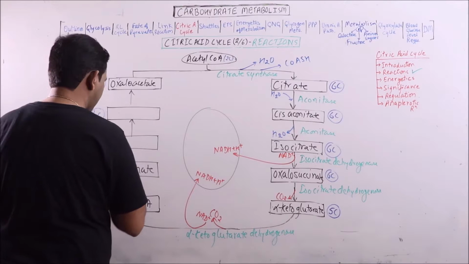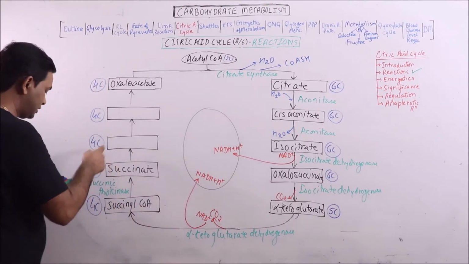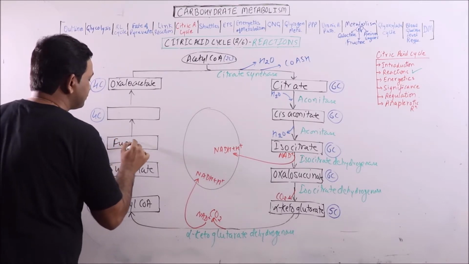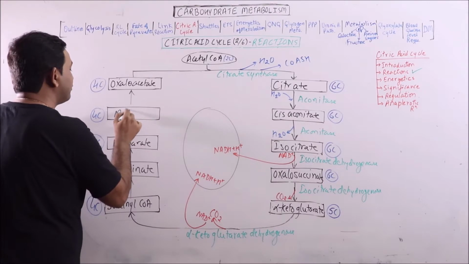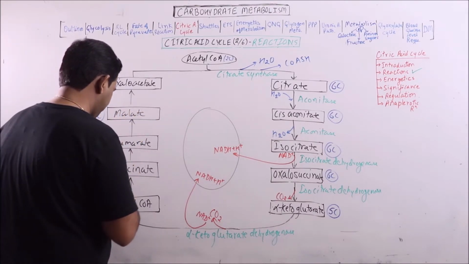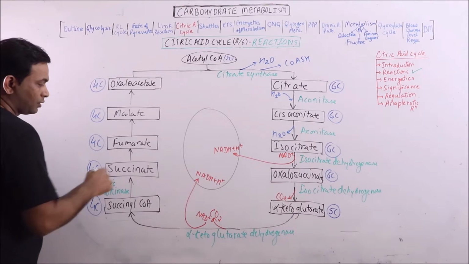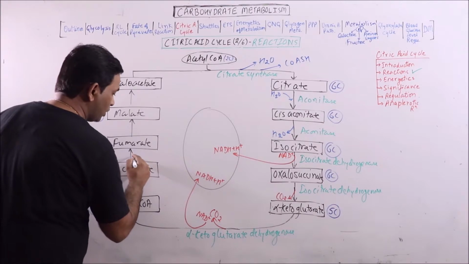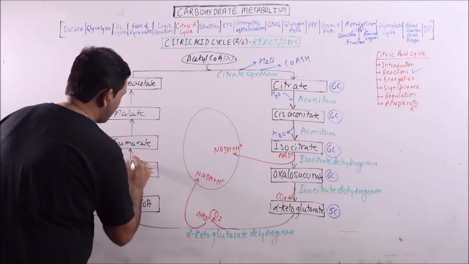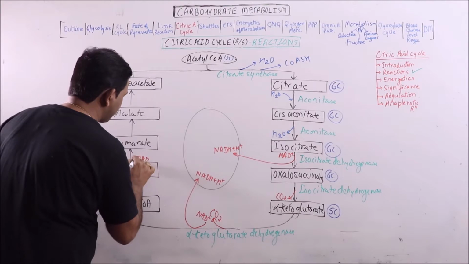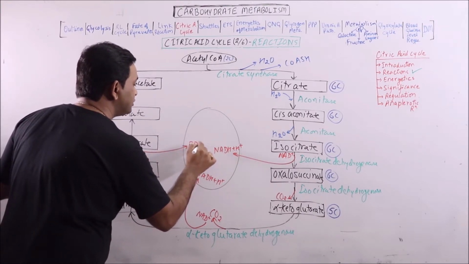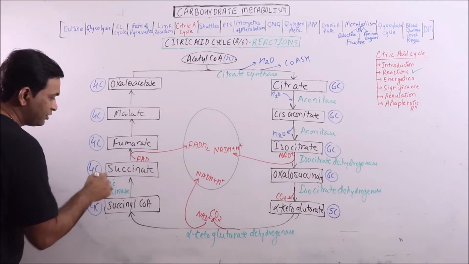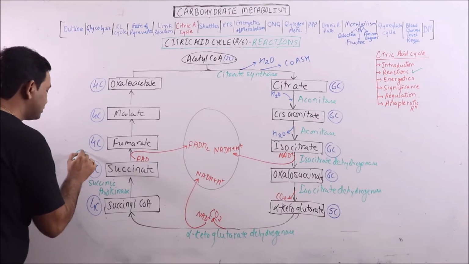Then, in the next step, succinate is converted to fumarate, and then fumarate will be converted to malate. In this step also, one FAD is reduced to FADH2. So the enzyme will be succinate dehydrogenase.